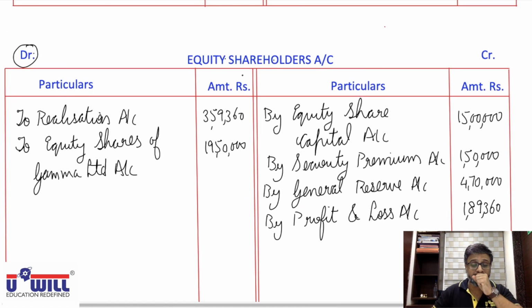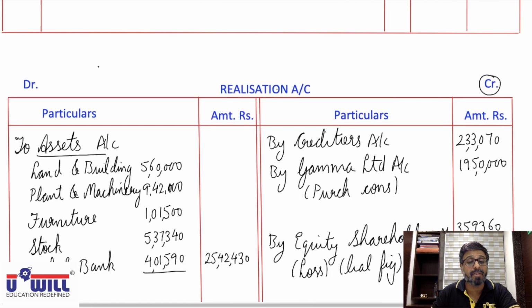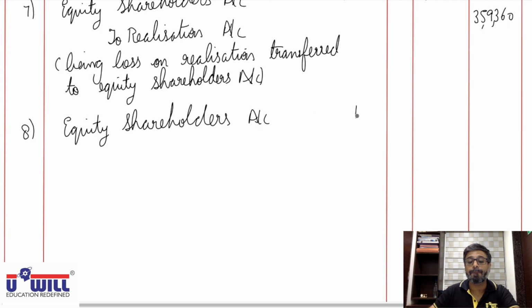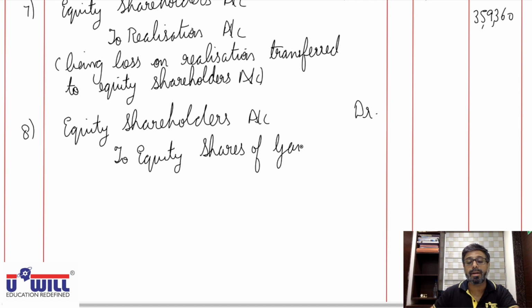Again, derive the entry. Equity shareholders is appearing on debit side. So what will we do in the journal entry? Equity shareholders account debit. And equity shares of Gamma Limited account is on credit side. So to equity shares of Gamma Limited account, the amount is 19,50,000.